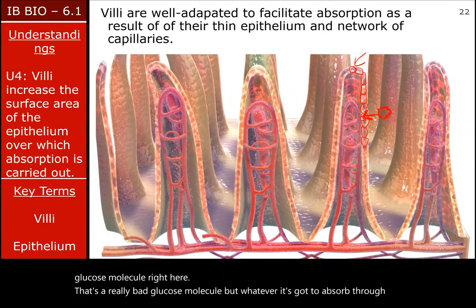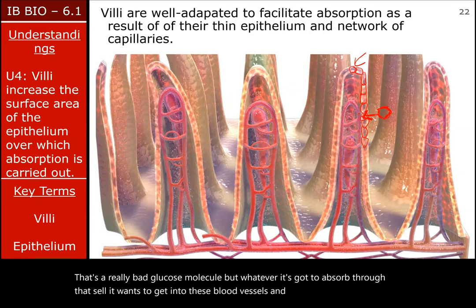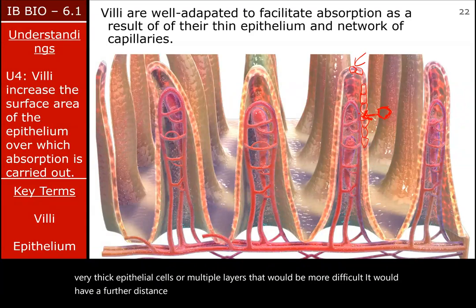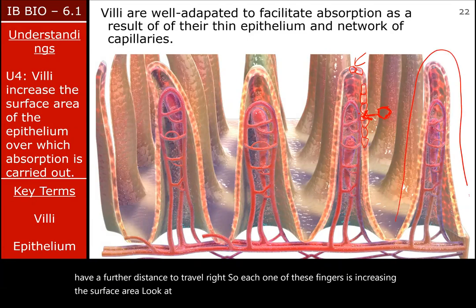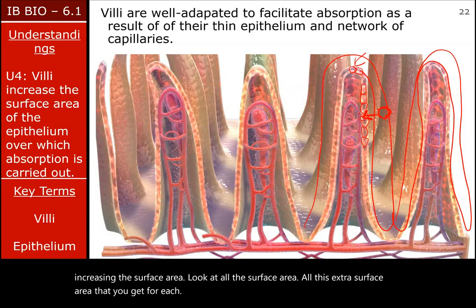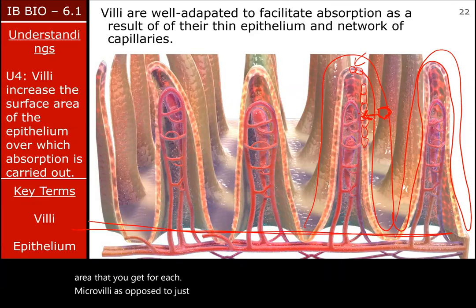It wants to get into these blood vessels and carry it away. So if you had very thick epithelial cells or multiple layers, that would be more difficult. It would have a further distance to travel, right? So each one of these fingers is increasing the surface area. Look at all this extra surface area that you get for each microvilli as opposed to just having a flat wall.